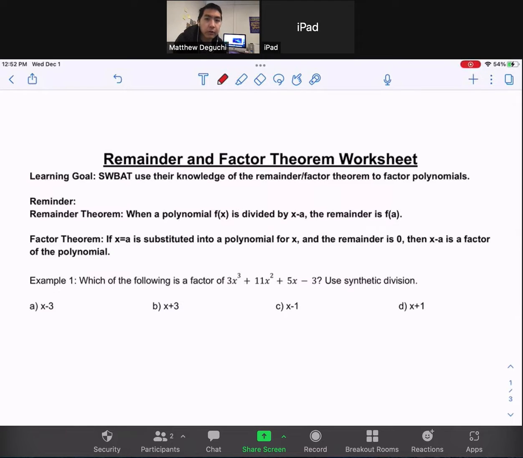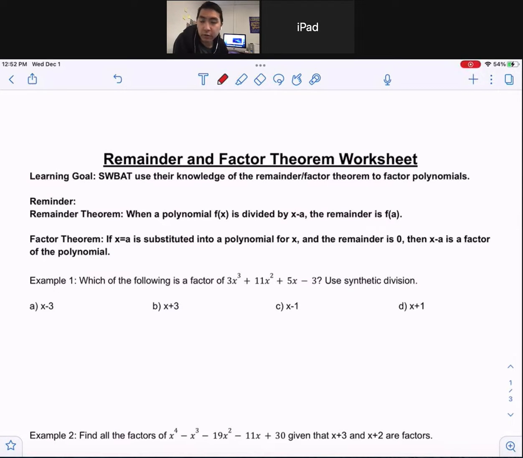Okay, so here's your guys' worksheet on the remainder and factor theorem. Just a tad bit of problems I will go over with you guys, and then there's a homework on the back side for you guys to do as well. It's just a reiteration, or more support, on the lesson we did the other day. So students will be able to use their knowledge of remainder factor theorem to factor polynomials.